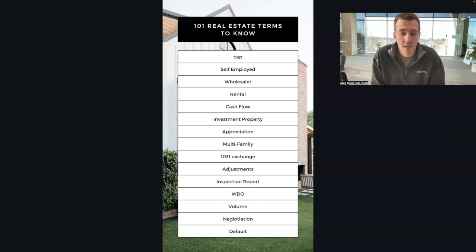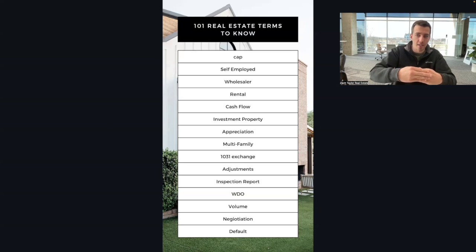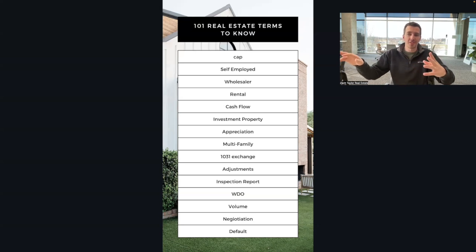Wholesaler. This could be a real estate agent, but sometimes they don't have a license, but it is somebody that gets a property under contract and they sell that contract to an end buyer for a fee. Basically, for lack of better terms, think of middleman. A terrible term, but it's a wholesaler.